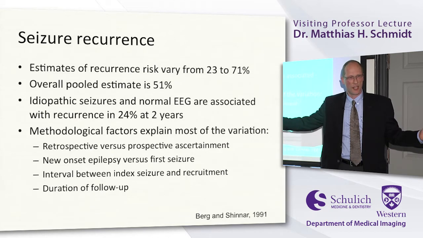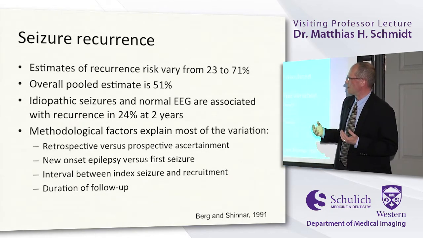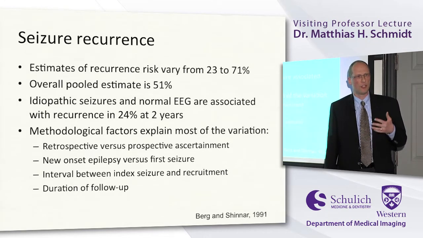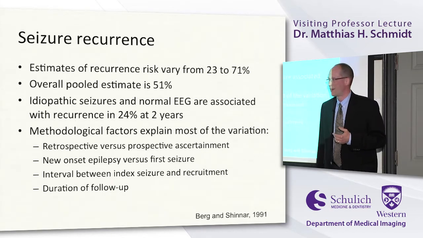That's a useless range. The overall pooled estimate for that is about 50-50. That's also a kind of a useless number. You have a 50-50 chance of another seizure. Great, thank you.